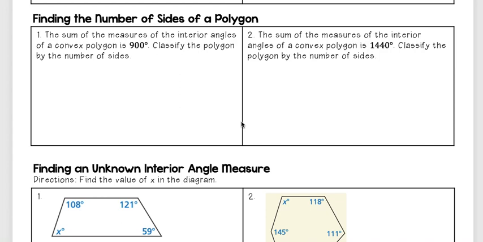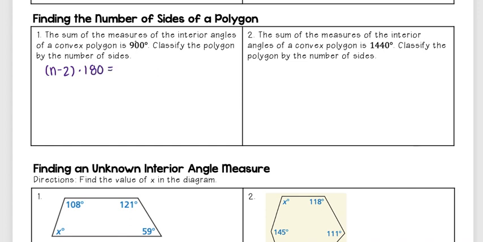So here we're just kind of going backwards from the previous problem. The previous problem, we knew how many sides it had and we found the sum of the interior angles. Now we actually know the sum of the interior angles and we have to work backwards to find what that means the number of sides is. So to do that, I'm just going to create an equation. First I know that the sum of the angle measures is equal to n minus 2 times 180.